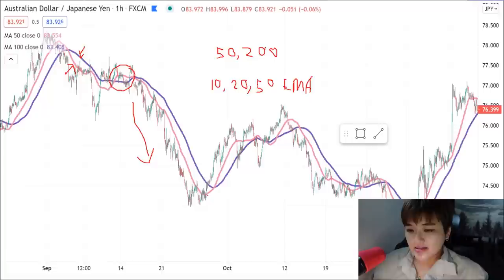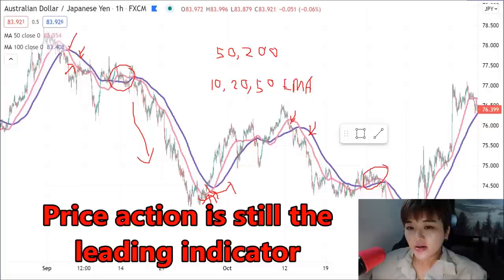turns first. Okay, only then followed by your 100 SMA. Again over here, the 50 turns first, followed by your 100. Again, a false signal over here, right? And remember that moving averages are lagging indicators, okay? So sometimes you cannot afford to wait for a crossover before you enter. But if you want to be safe, wait for a crossover, then you enter the trade.